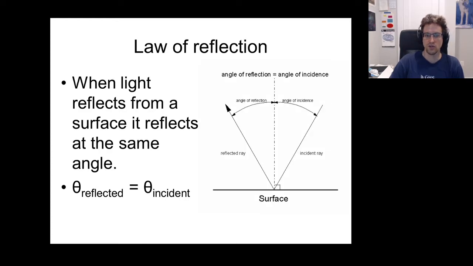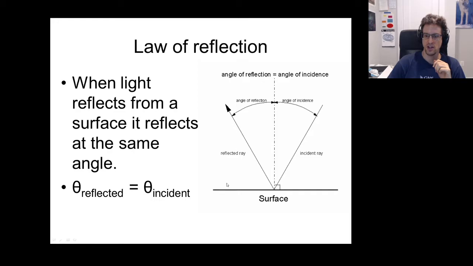All right, so law of reflection. The basic idea of the law of reflection is that when light reflects from a surface, it reflects back. So if you have light coming in like this, it's going to bounce back like that, right? So all that's telling you is what's called the angle of incidence, the angle of light coming in, is equal to the angle of reflection here.